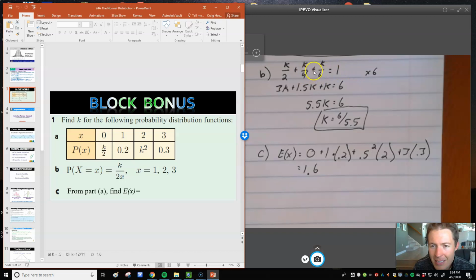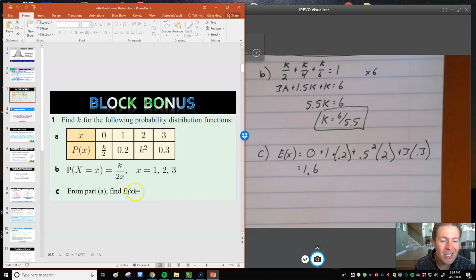I'd multiply everything by 6 to make these fractions go away. Multiplying by 6 makes most of it go away, but now it's just some simple arithmetic. You get 5.5k equals 6, divided by 5.5, and you get that. Or you could probably also write it as 12 elevenths. That'd be fine too. All right, part C, the expected outcome here.